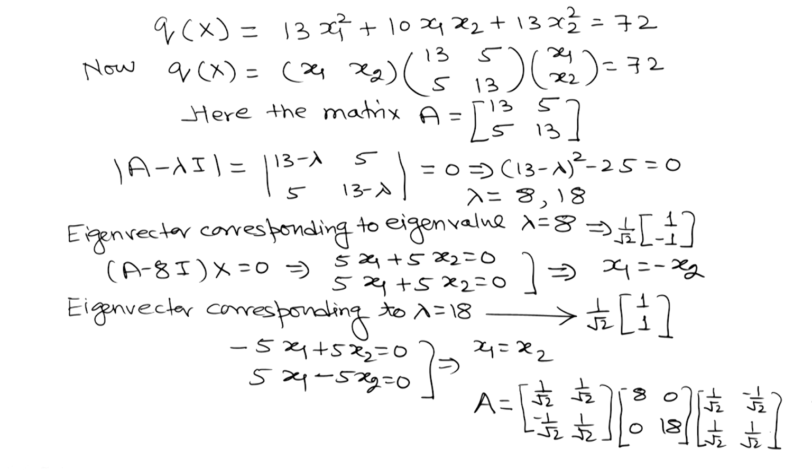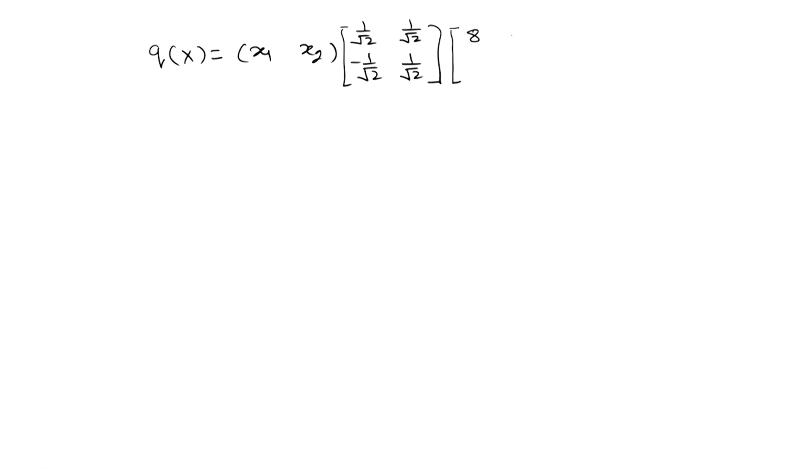Now, the associated quadratic form can be written as Q(x) equals [x1 x2] times the matrix [1 by root 2, minus 1 by root 2; 1 by root 2, 1 by root 2], which is my matrix Q. Then I have the matrix D, [8 0; 0 18], and then Q transpose, which is [1 by root 2, minus 1 by root 2; 1 by root 2, 1 by root 2], into [x1 x2].